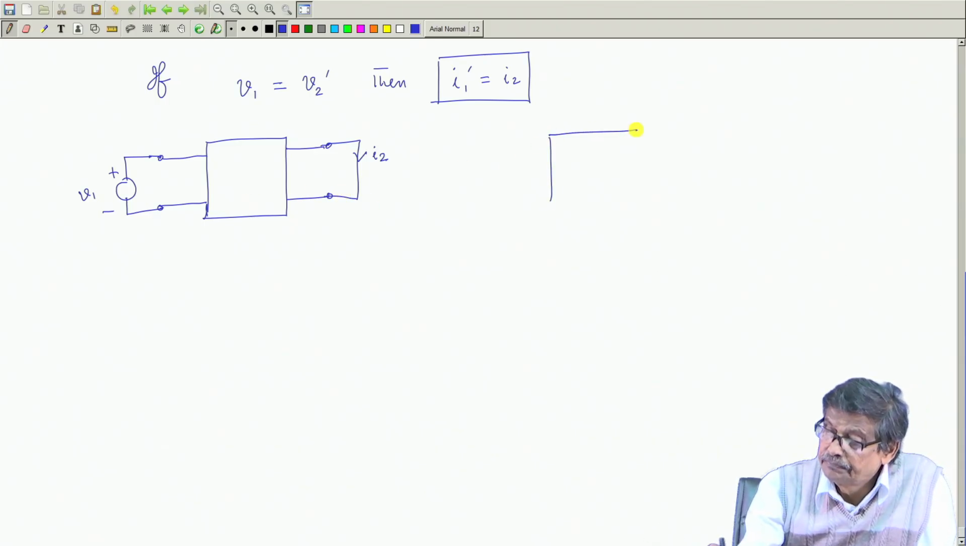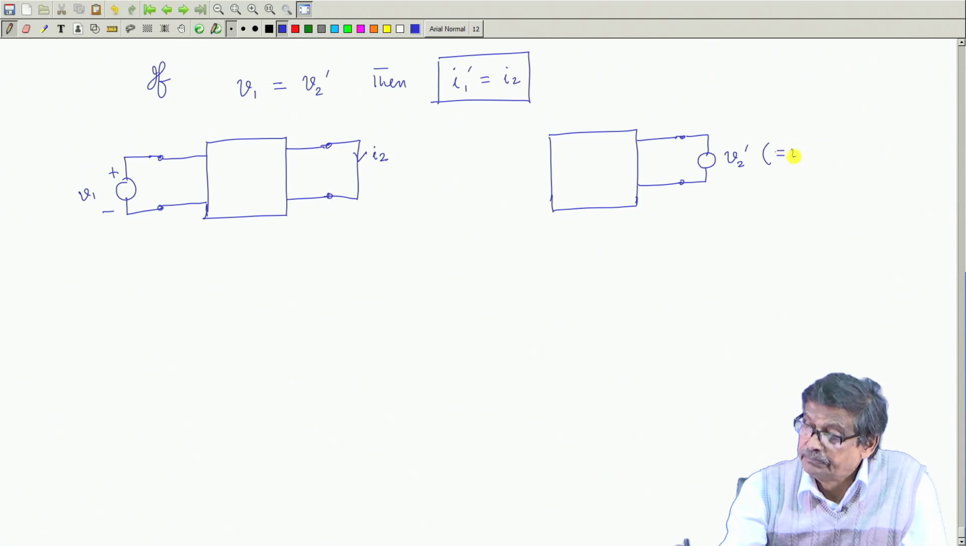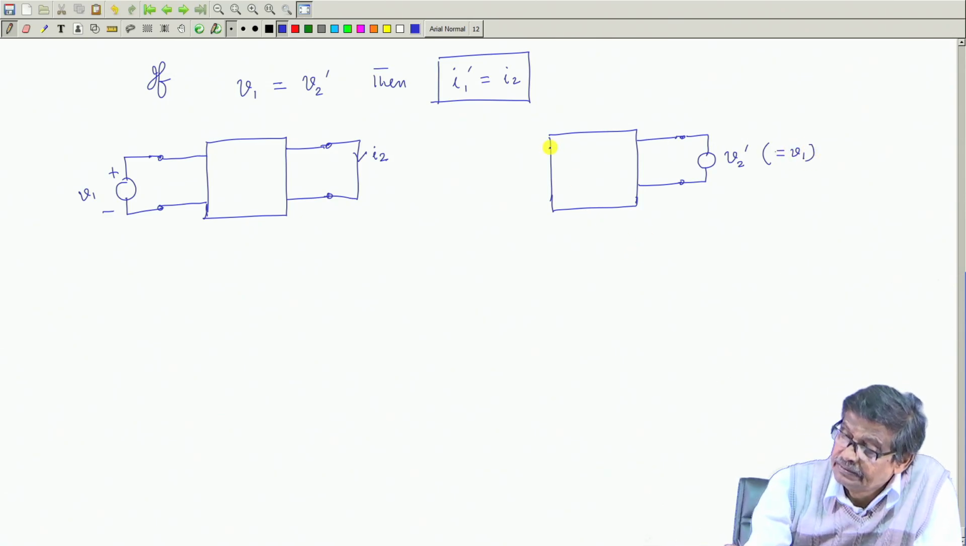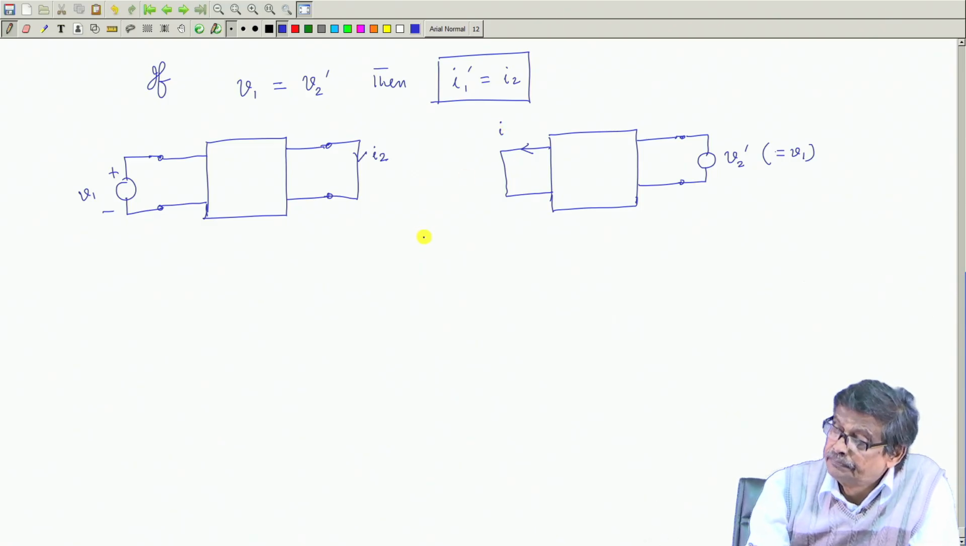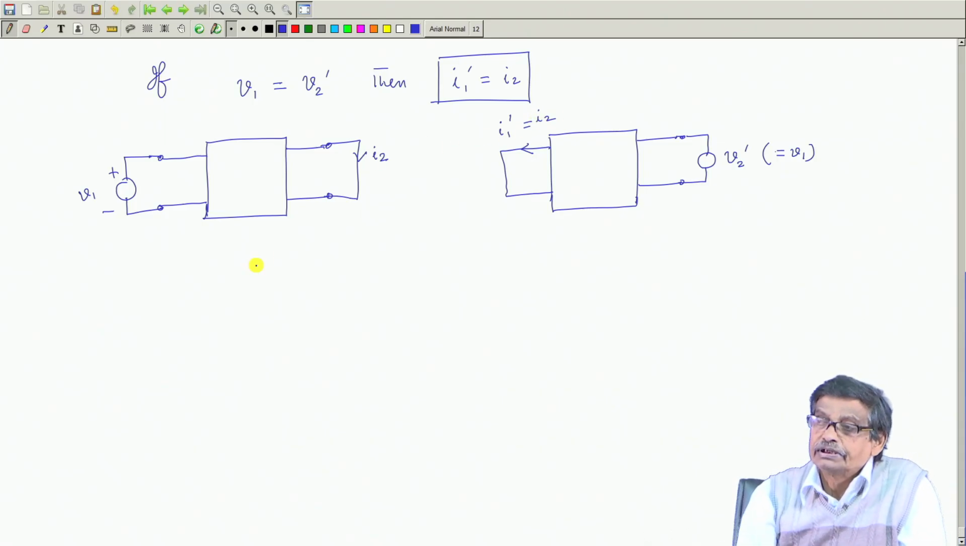Then the same network, to this pair of terminals, if you apply a voltage V2 dashed, which happens to be the same as V1, and you short it, then this current, which is I1 dashed, will be the same as this current I2. This is the reciprocity theorem.